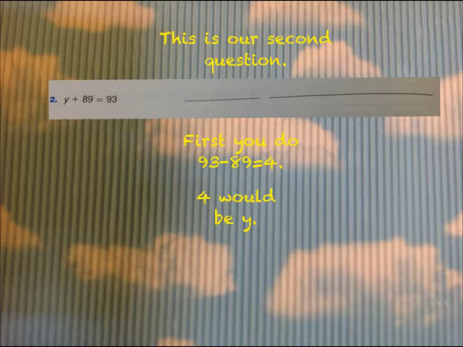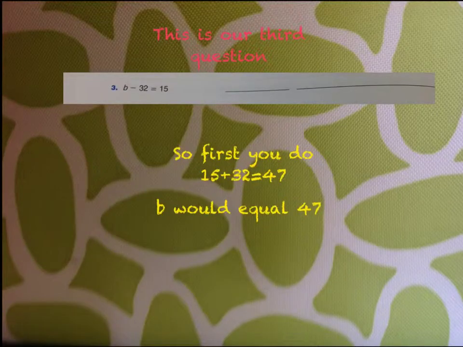Y plus 89 equals 93. So first you do 93 minus 89 equals 4. Your solution would be y equals 4. Your number sentence would be what I already said, 93 minus 89 equals 4. So 4 would equal y. This is our third question.